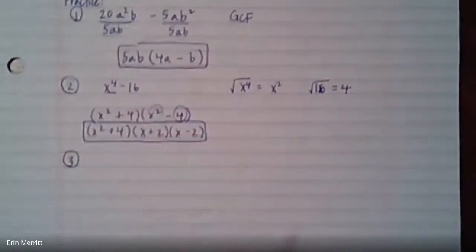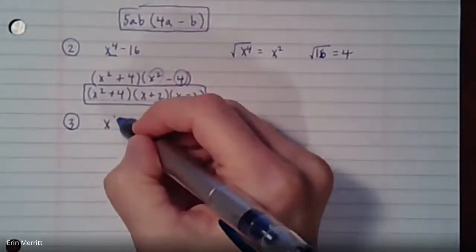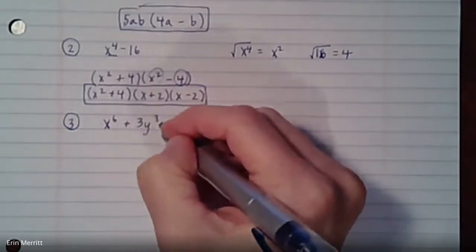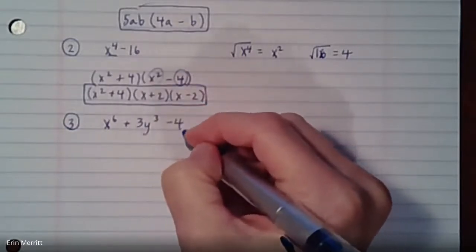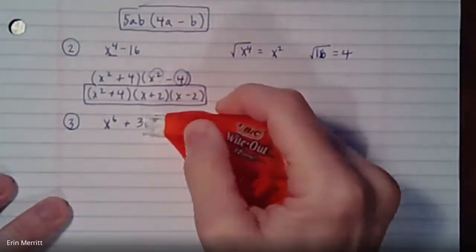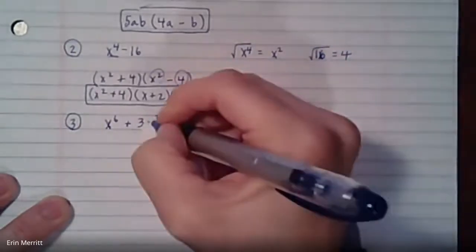If we go one more, I'm going to give you x to the 6th power plus 3y cubed minus 40. Oops, I'm so sorry. A little bit of a brain fart there. I wrote a y, I meant an x. Let's fix that. I don't want to confuse you with that.